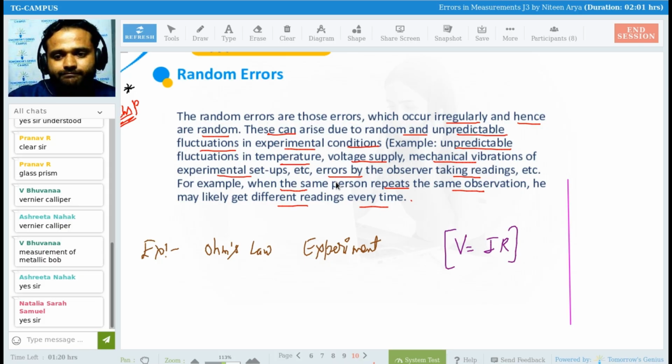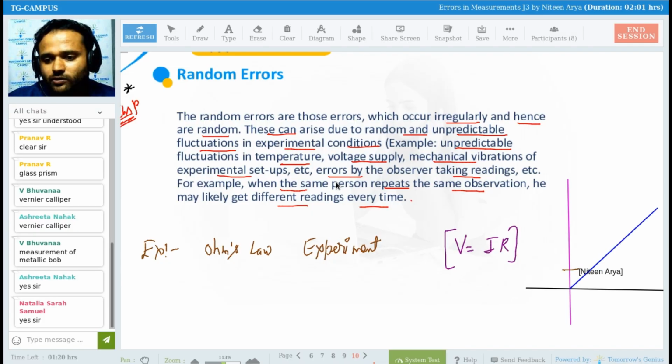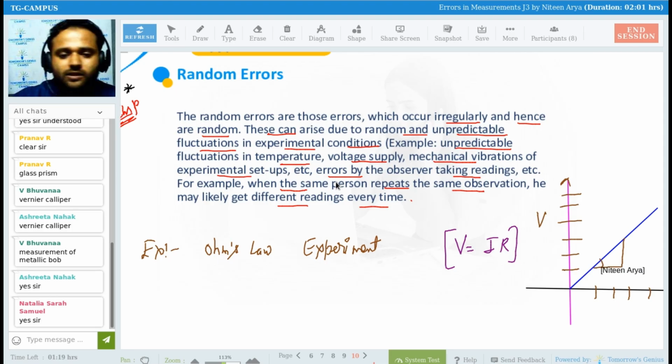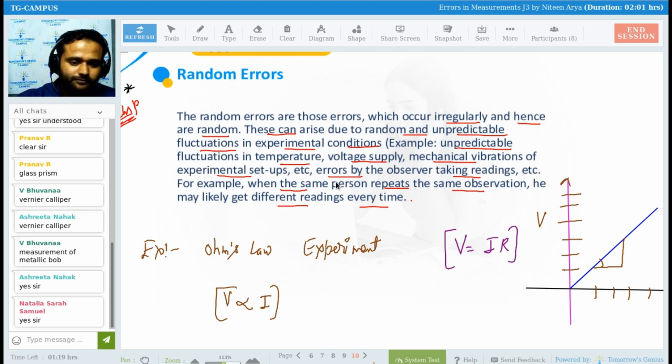V equals IR. What does that mean? That is your V, voltage, and that is your I, and the slope is your resistance. So V equals IR. We need to prove that V is directly proportional to I, meaning the voltage of any particular conductor is directly proportional to the electric current. How can we prove that?